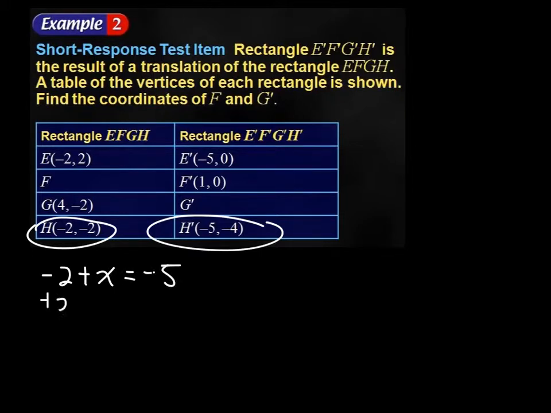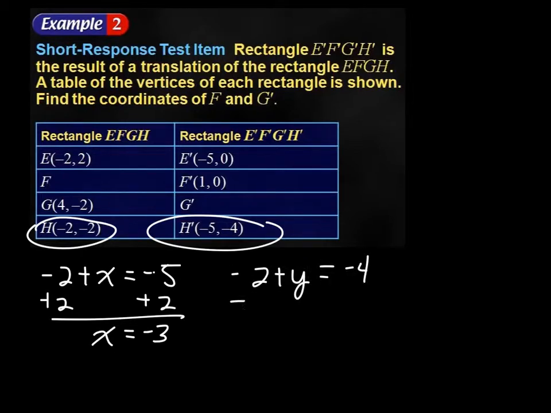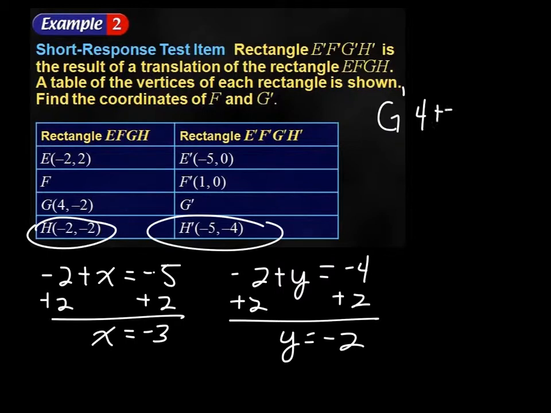So if I add 2 to both sides, I have x is -3. And for the y's, -2 plus something equals -4. I can add 2 to both sides, and so I find y is -2. So to find G prime, we're going to take 4 plus -3 for the x, and -2 plus -2 for the y, so we get (1, -4).